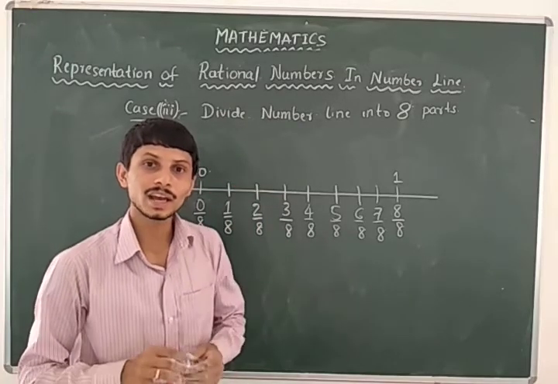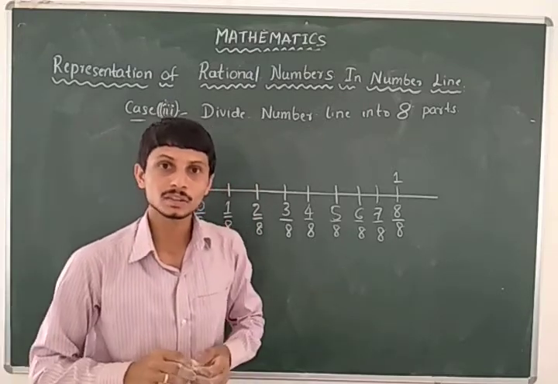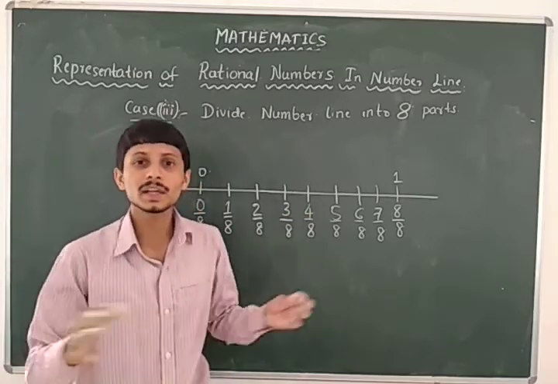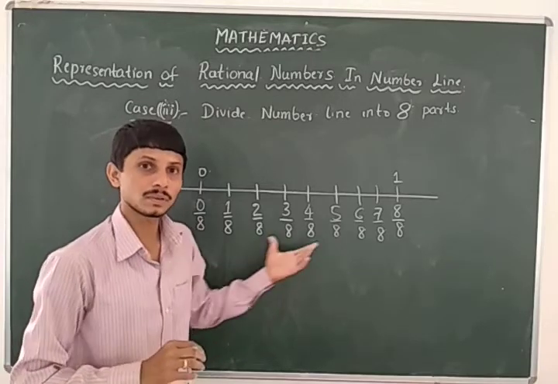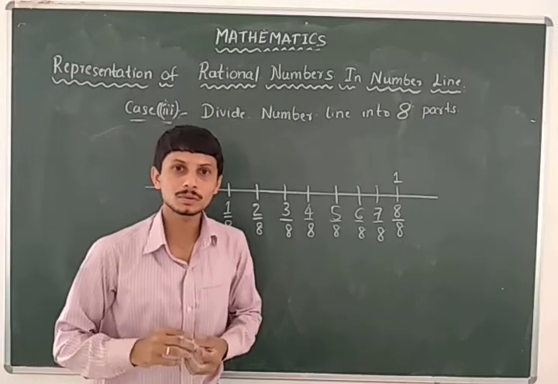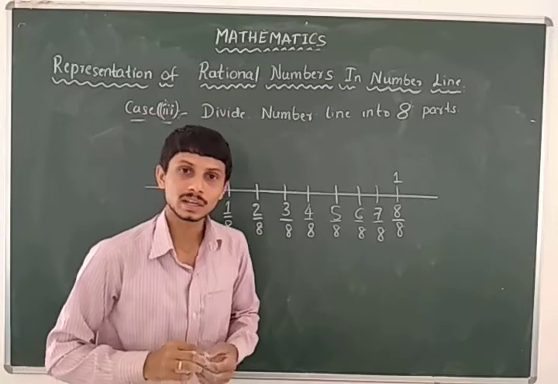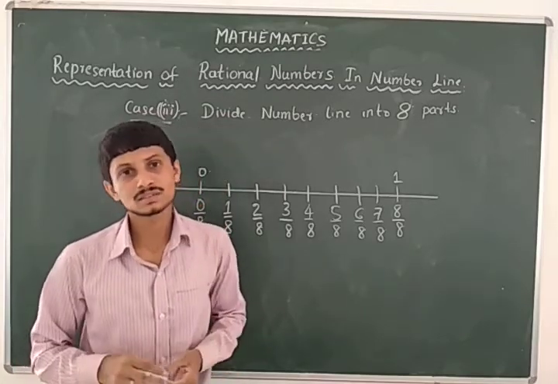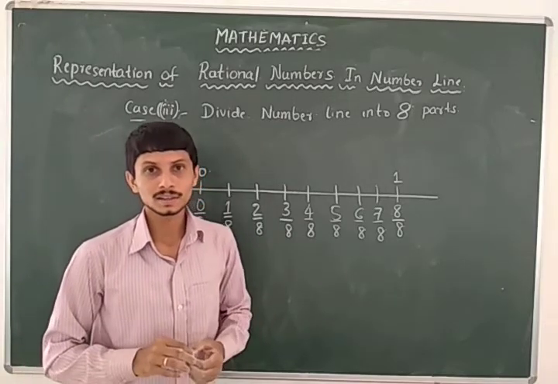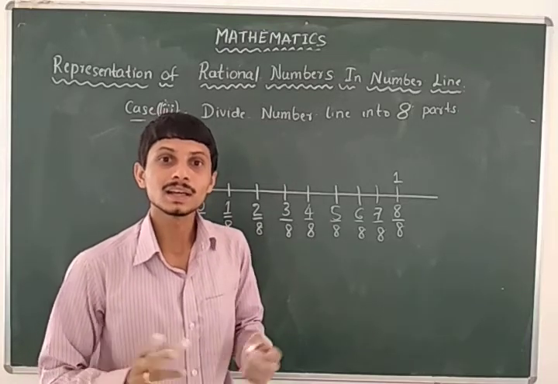Likewise, we can take any other number of parts and represent the rational numbers. While we are representing rational numbers on the number line, we can take 9 parts, 11 parts, 13 parts, whatever it may be, and represent the rational numbers on the number line. I hope you understand the representation of rational numbers on the number line.